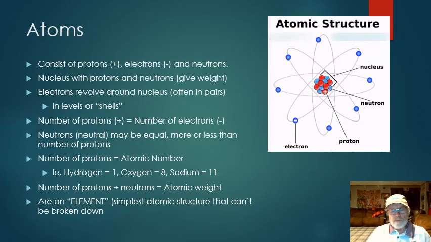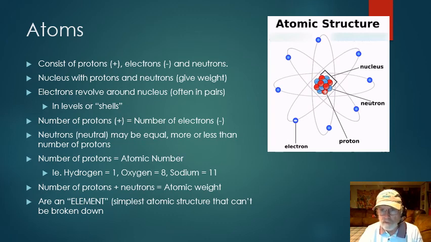Well, let's first mention a couple things about atoms so we understand what an atom really is. An atom consists of protons, which are positively charged particles, electrons, which are negatively charged particles, which are around the outside, and possibly neutrons. And neutrons are in everything except possibly hydrogen. Hydrogen has 1 proton, 1 electron, and no neutrons. Neutrons are also in the nucleus.